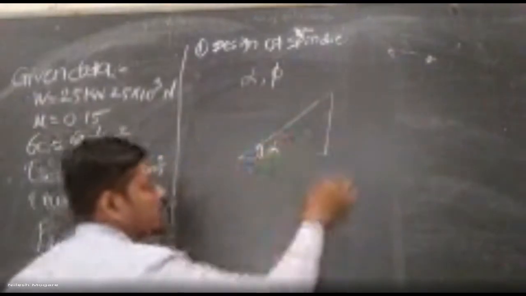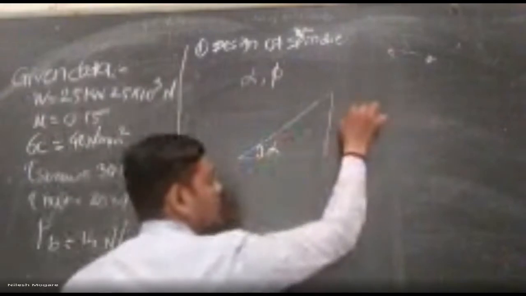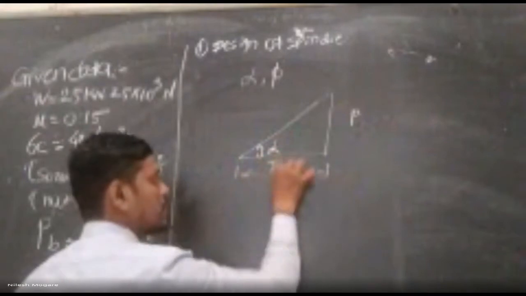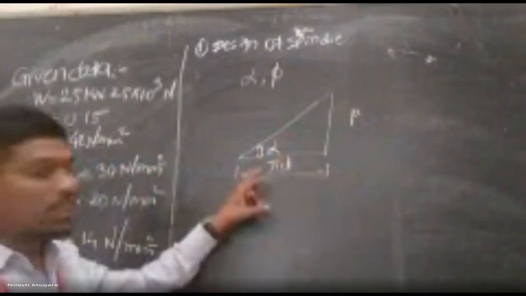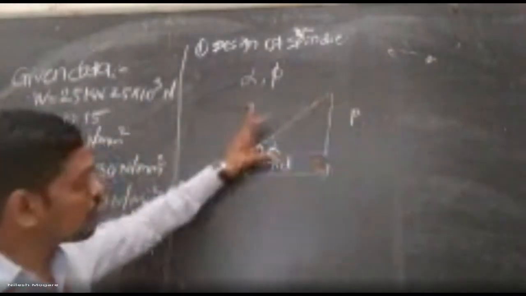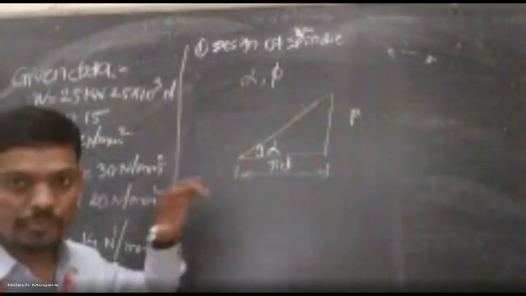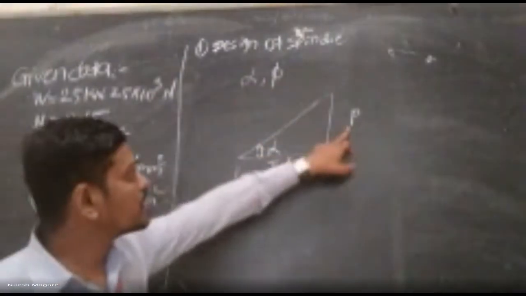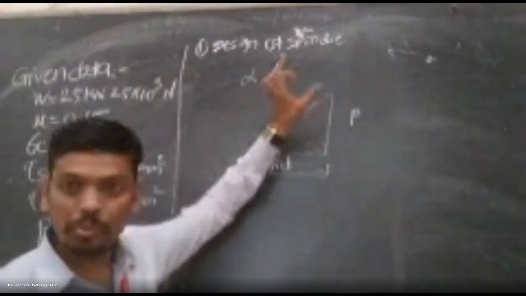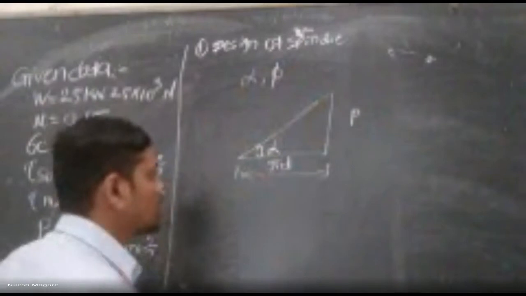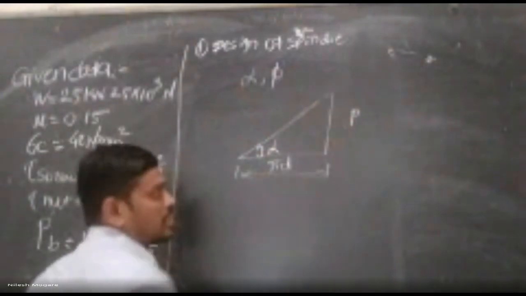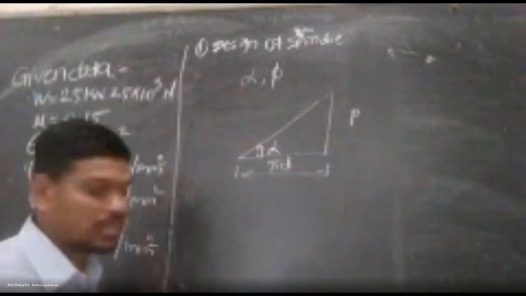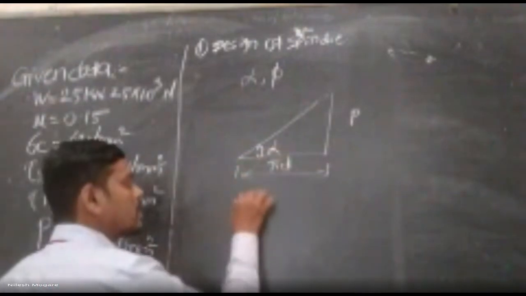This is alpha, this is P, and this is pi into D. I am constructing a profile of our screw. That is alpha, the helix angle. P is the pitch, and as we know, pitch means the distance between two consecutive threads, and pi D is the circumference. So let's see, tan alpha.